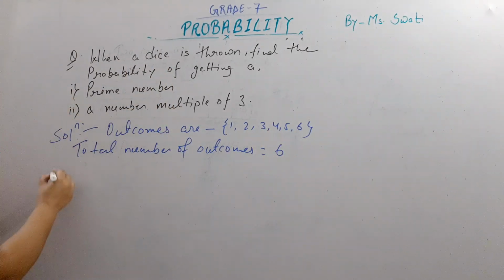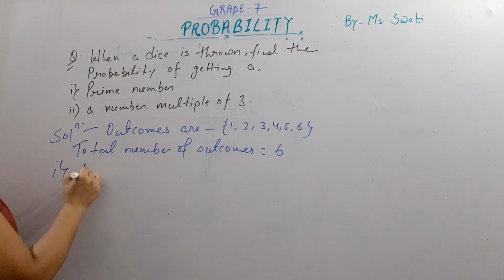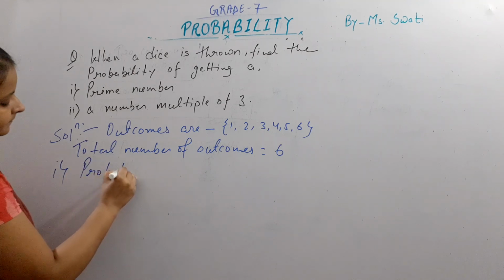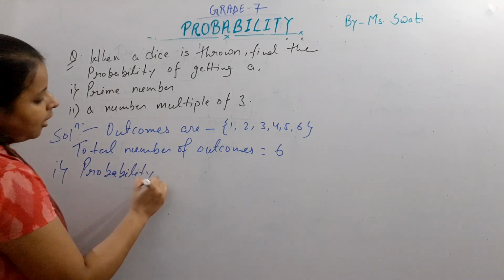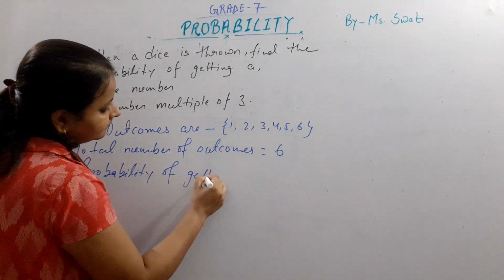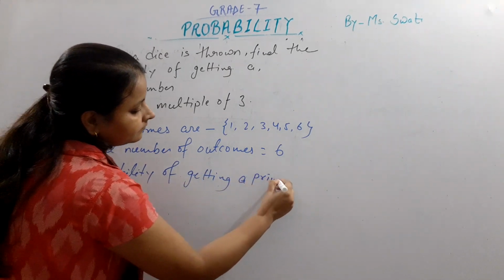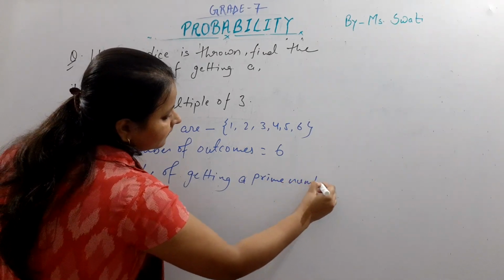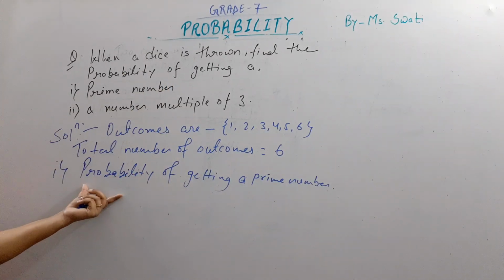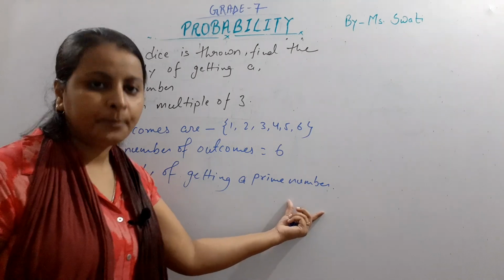Now the first is probability of getting a prime number. Okay. Probability of getting a prime number.